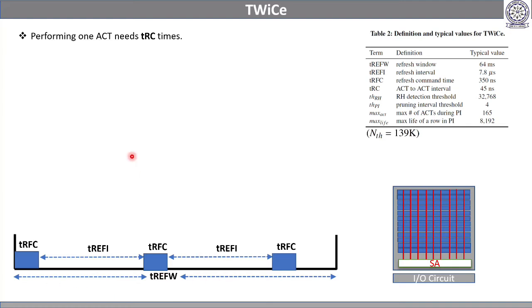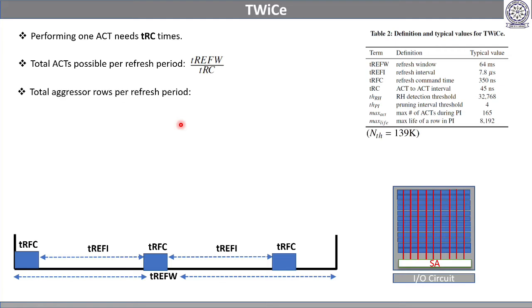So how many maximum number of ACTs are possible in a refresh window? The total number of ACTs possible per refresh period, or per refresh window, is this. This is the time required for one activation, and this is the refresh window. If this is the total number of activations possible in a particular refresh window, then only this number of activations are possible in this refresh window. These activations may be on any rows. The total number of activations in this bank in this refresh period is this.